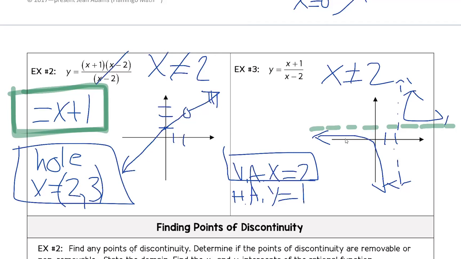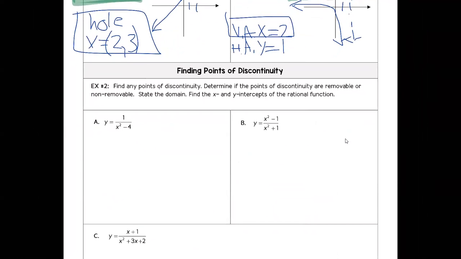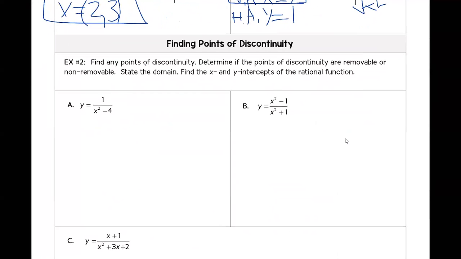So let's look at a few more examples. We're not going to actually graph these. We're just going to find some points, and then we're also going to practice finding x and y intercepts, because that's something we haven't done yet. I'll do this first one with you. They want us to find any points of discontinuity, then figure out if they're removable or non-removable, and then state the domain. They ask for a few things. Let's just start with simplifying this. It's a difference of squares, so remember, you can write that like this. So what would our points of discontinuity be? What can't we plug into the bottom of this fraction?